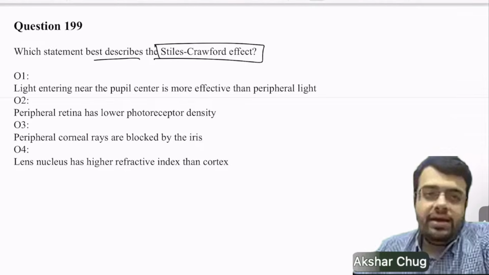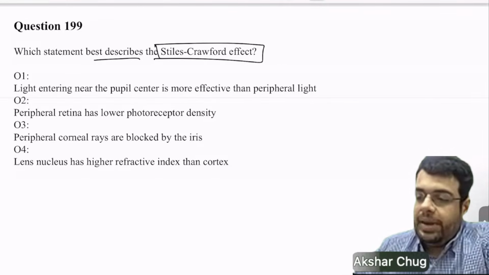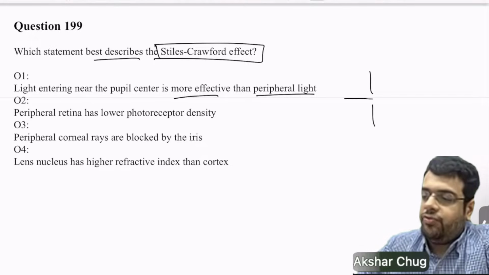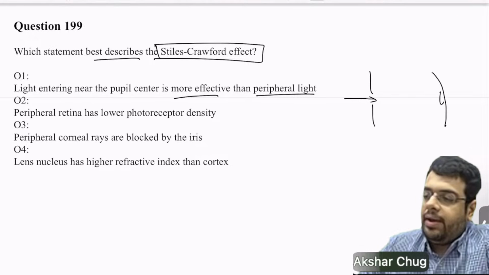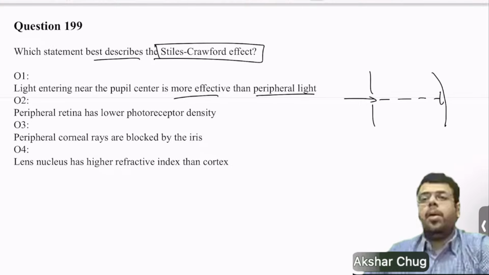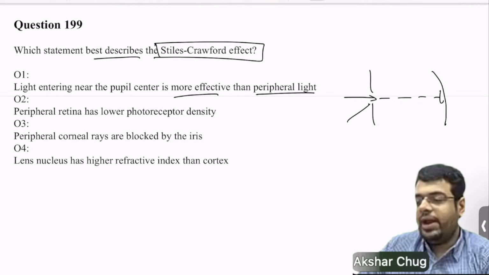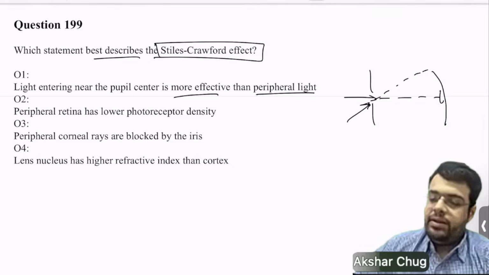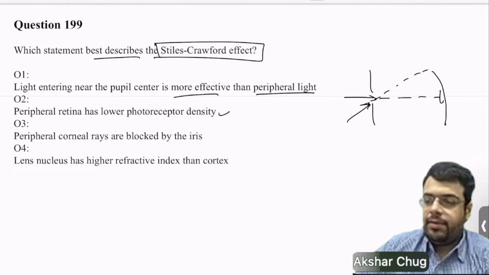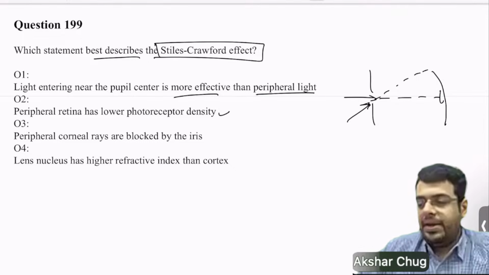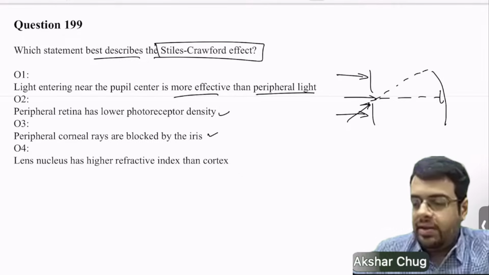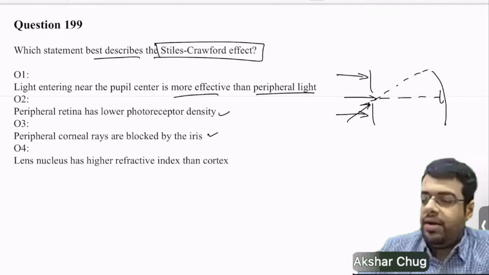Light entering near the pupil center is more effective than peripheral light. This is correct, as light which enters the pupil straight and directly goes directly to the optic disc, whereas light which enters peripherally goes into other parts of the retina, not providing enough illumination. Peripheral retina's low photoreceptor density, again that is correct. Peripheral corneal rays are blocked by the iris, again that is correct. The perpendicular rays will be blocked. Lens nucleus has a higher refractive index than the cortex. Again, that's a correct statement.